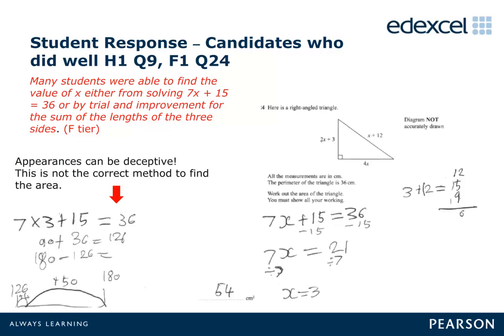The next question was common to paper F1 and paper H1. Comments about the performance on each paper are given in the subsequent slides. From the Principal Examiner's paper F1 report: many students were able to find the value of x either from solving 7x plus 15 equals 36 or by trial and improvement for the sum of the lengths of the three sides. Foundation tier. This candidate gets the first 3 marks for finding the value of x. They then show confusion between perimeter and the angle sum of a triangle.